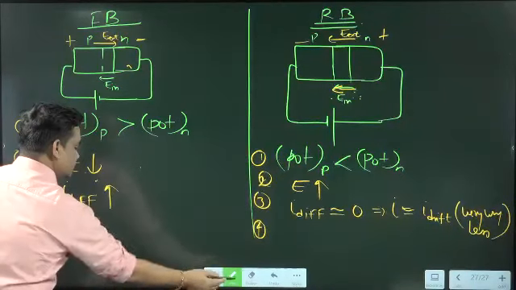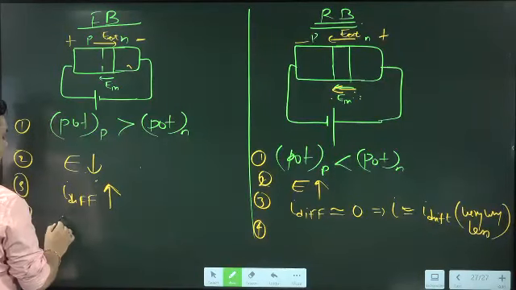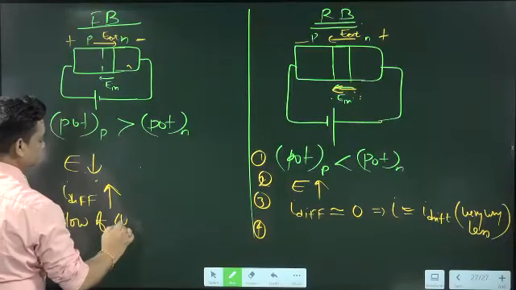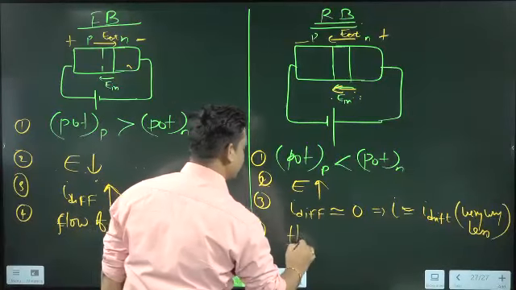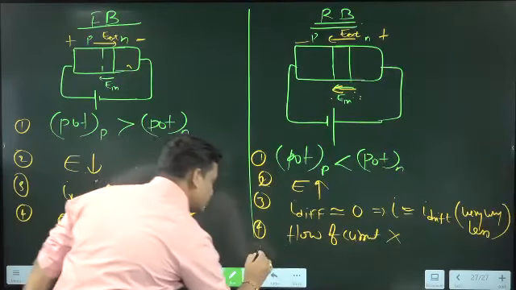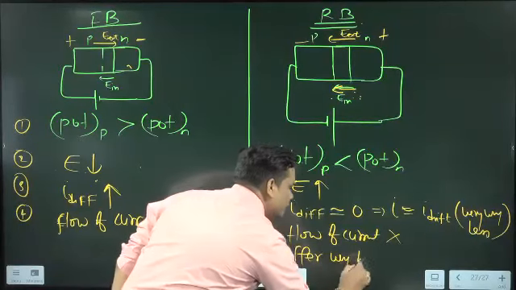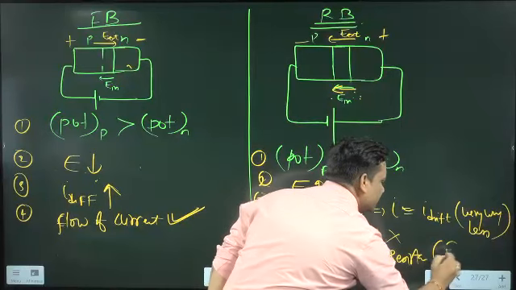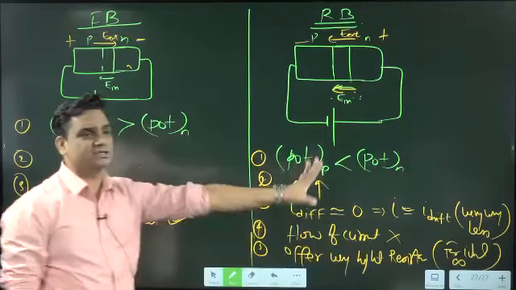Okay, I diffusion increases, so we can write I diffusion increases means ultimately current is there. Flow of current will be there. Okay, it will allow. And here we can write flow of current is very less. If very less, then we can write here offers very high resistance. For ideal, it is infinite resistance, so much high resistance it will offer.